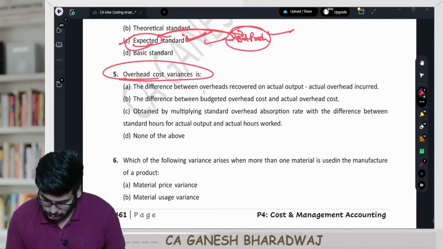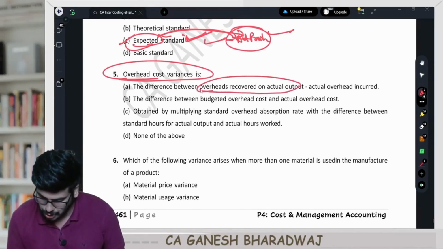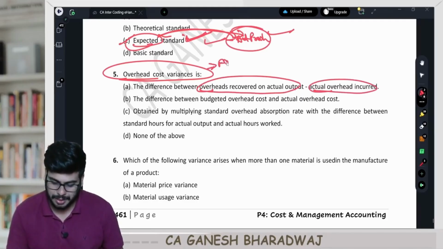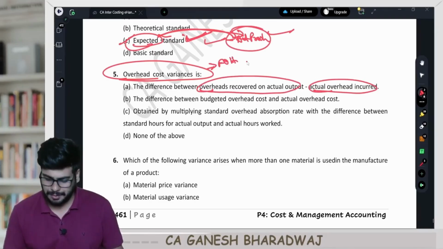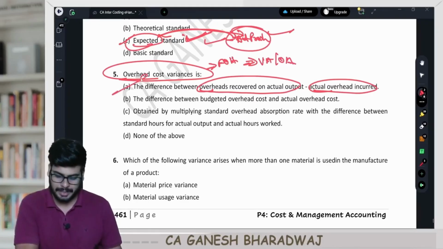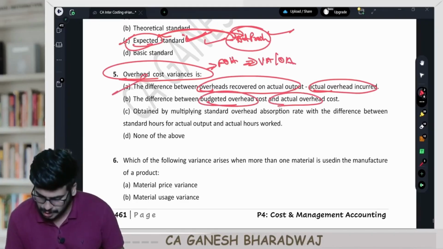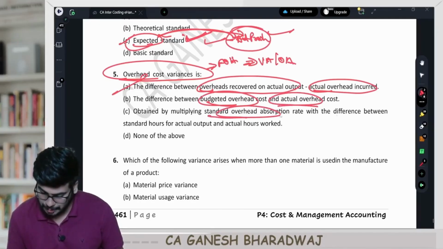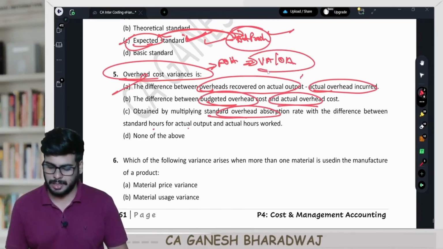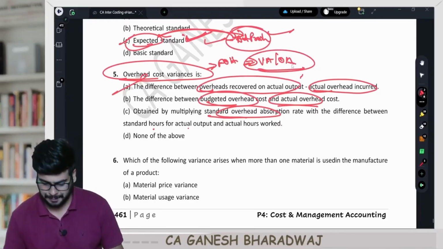Next, fifth: the overhead cost variance is the difference between the overheads recovered on actual output minus the overheads actually incurred. They are talking about fixed overheads. Fixed overhead cost variance is nothing but under or over absorption, that is absorbed minus actuals. So obviously A is the right answer. Is it the difference between budget and actuals? No. Is it the difference obtained by multiplying the standard overhead absorption rate with the difference between standard hours for actual output and so on? No. It is the difference between absorbed and actuals. That's called under or over absorption.